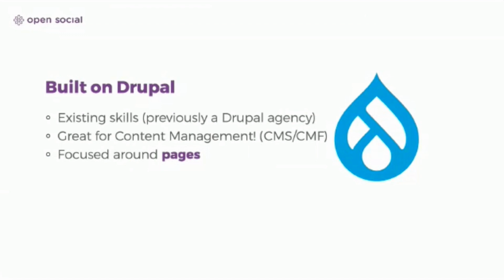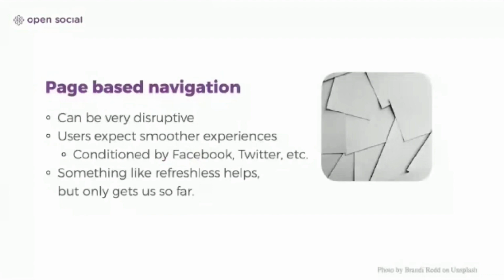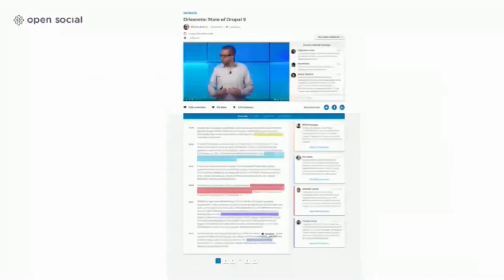So this is not a great experience because the entire page changing and moving back to the top can be very disruptive. And users have been conditioned to expect smoother experiences by existing social networks like Facebook and Twitter. There's the refreshless module for Drupal, which could help us in this specific scenario, but it only gets us so far. An example where the refreshless module wouldn't be good enough is a mock-up design made by our designer, Xinyu Ma, about what it could look like to have an event page that revolves around a Drupal-based event.